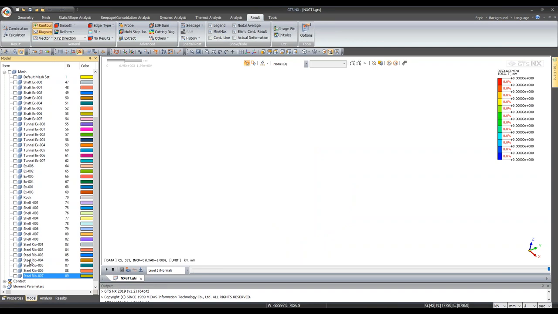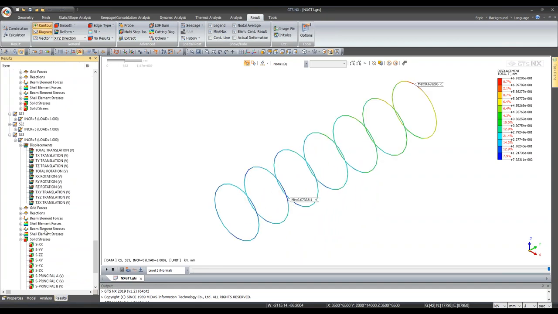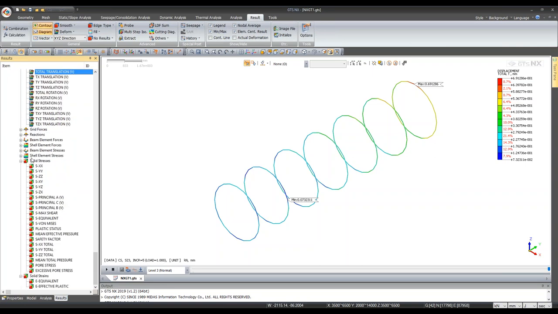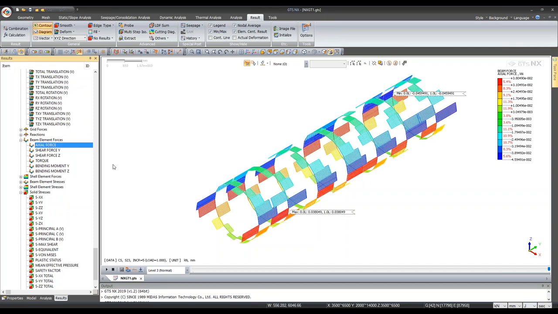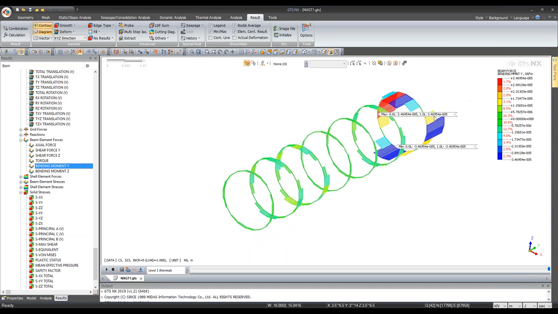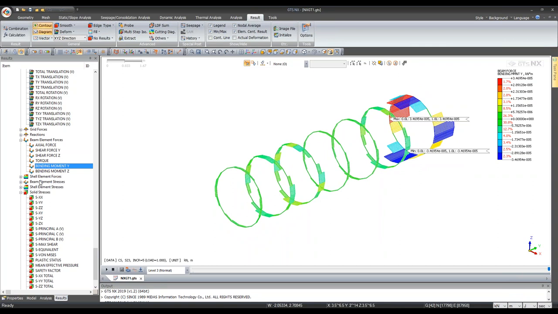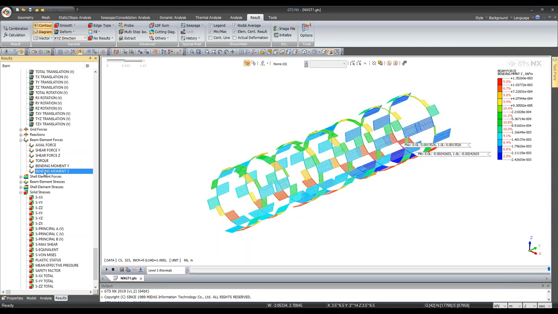I'll be showing you only the steel ribs now. So this is my particular displacement, and we will be going into axial force. This is my axial force, and this can be my bending moment diagram, which is maximum in the very last steel rib where the entire excavation is going. It'll be going for a shear force diagram.